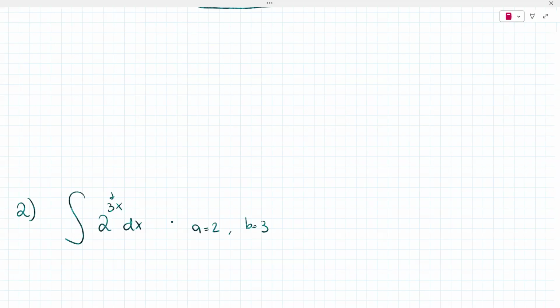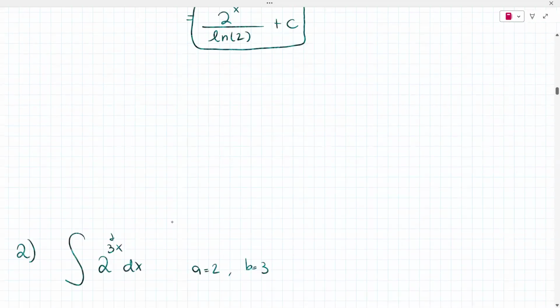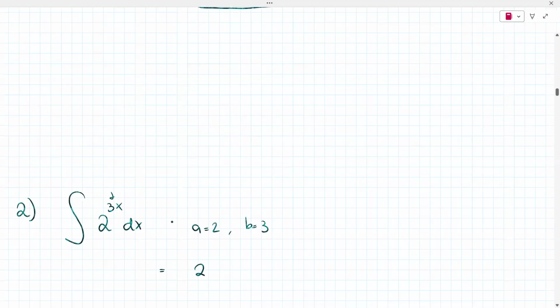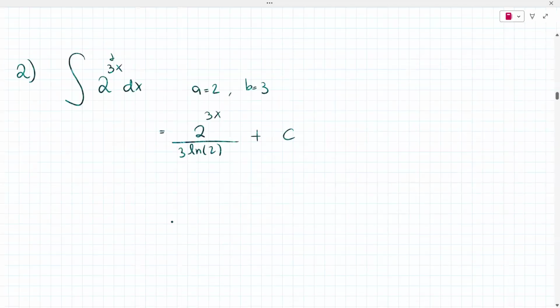So that's going to be a to the bx over b times ln of a. So my base is 2 to the bx, my b is 3, to the x over b times ln of a. So b is 3 times ln of 2. And then there's no boundary, so you do have to add the plus c. Okay.